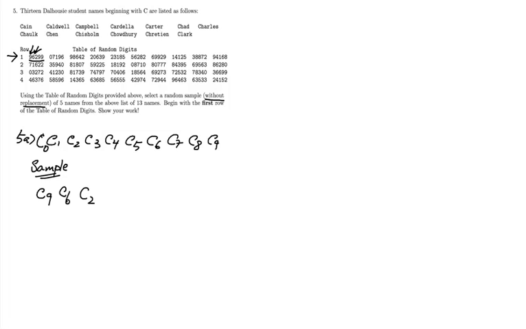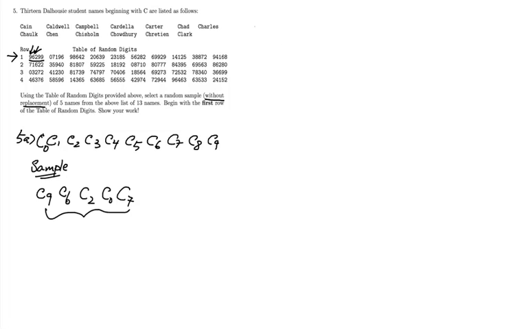The next number is 9, but C9 has already been selected, so we don't sample anyone. Again, 9. C9 has already been selected, so we don't sample anyone. The next person is 0, so we sample C0. And then the next person, we sample 7. We continue until we achieve the sample size desired. We were looking for 5 students, and there we have it. The 5 students that were randomly sampled are C9, C6, C2, C0, C7.